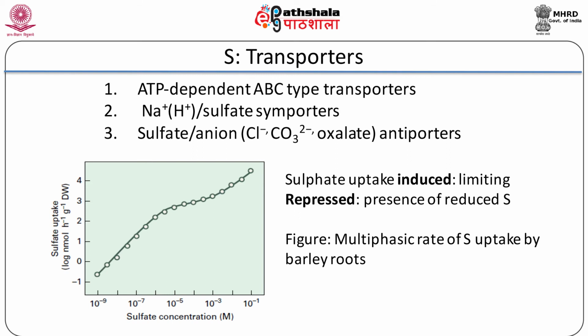Sulfate uptake is induced when sulfate is limiting and is repressed in the presence of reduced sulfur. The figure shows multiphasic rate of sulfur uptake by barley roots when incubated with a range of sulfate concentrations. At low nitrite levels and the availability of carbohydrates, sulfate uptake is repressed.